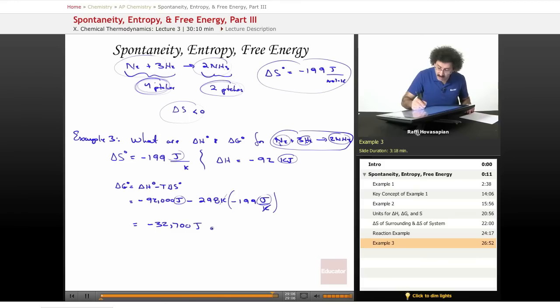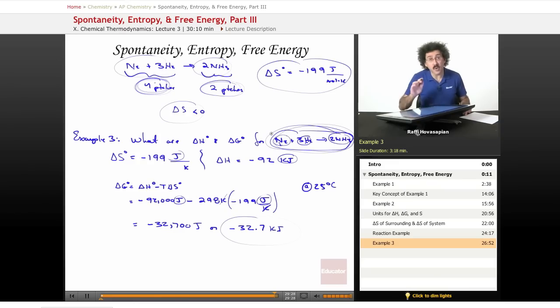32,700 joules, or minus 32.7 kilojoules. So delta G is minus 32.7 kilojoules. This is at 25 degrees Celsius, right? 298 Kelvin. So at 25 degrees Celsius, this reaction, under normal conditions, 1 atmosphere pressure, is going to be spontaneous.